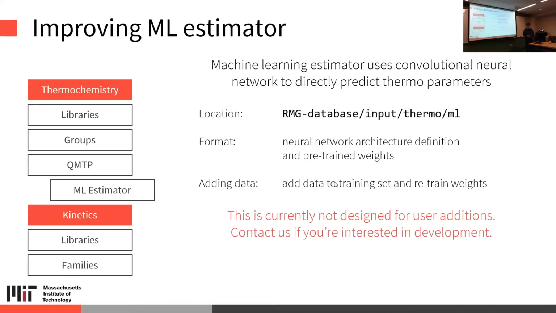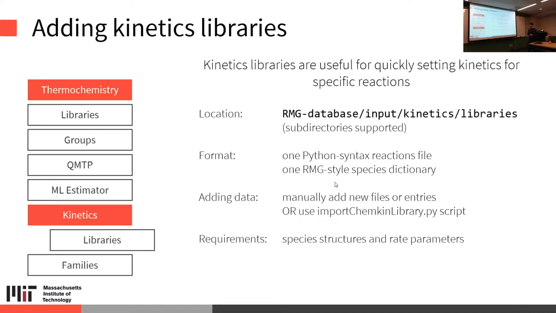Okay, so now moving on to kinetics. So kinetics libraries, the idea is similar to Thermo libraries. These are now located in input kinetics libraries, which makes sense. For kinetics libraries, we do support subdirectories, which you might notice when we browse through the database on the RMG website. Some of the library names have a slash in them, so it helps us organize them a bit. And for these, the format is a bit more complicated.